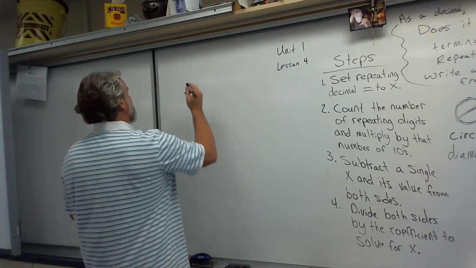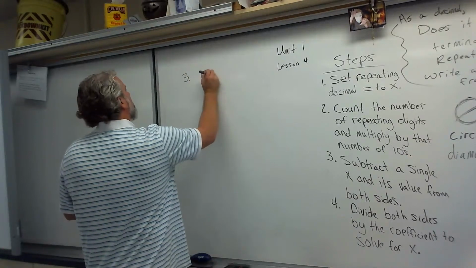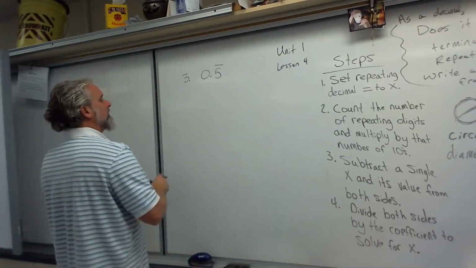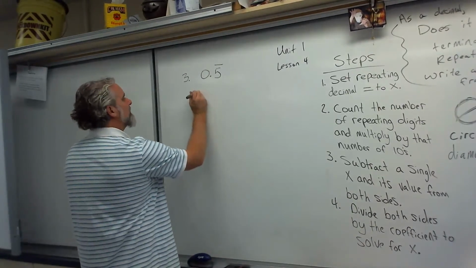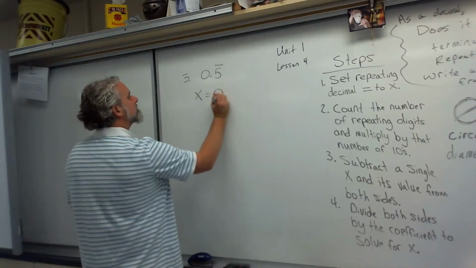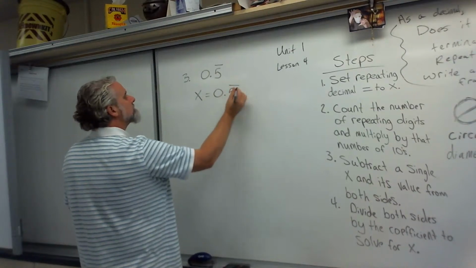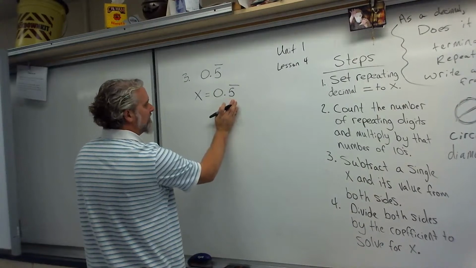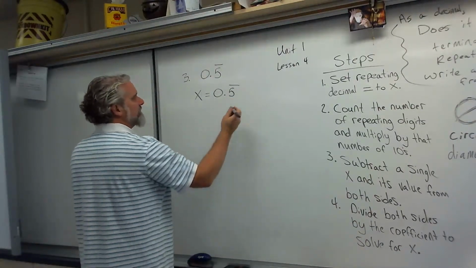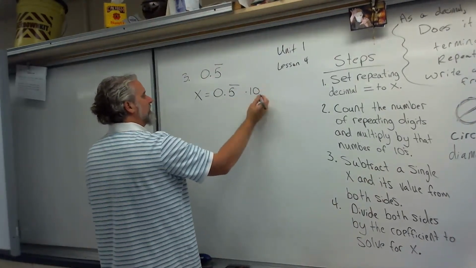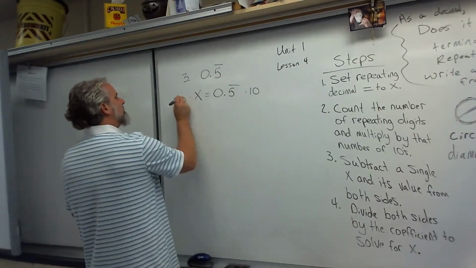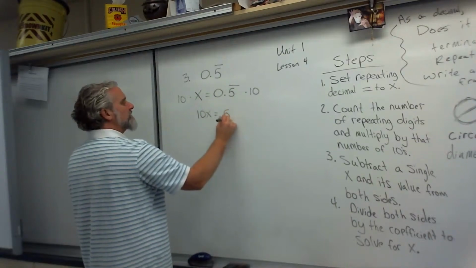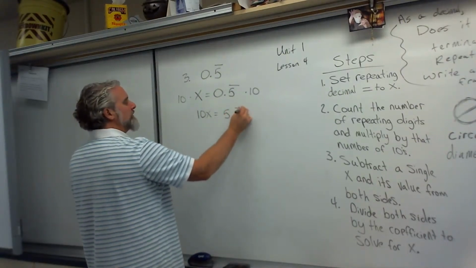Problem number 3. 0.5 repeating. So step 1, set it equal to x. See how many digits are in the sequence? It's 0.5555, so just one digit. So we multiply by 10 to the first power, giving us 10x equals 5.5 repeating.